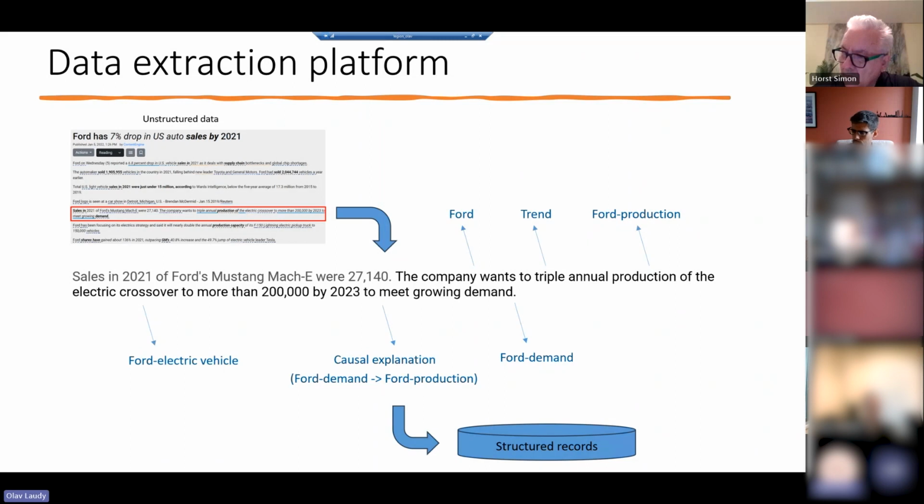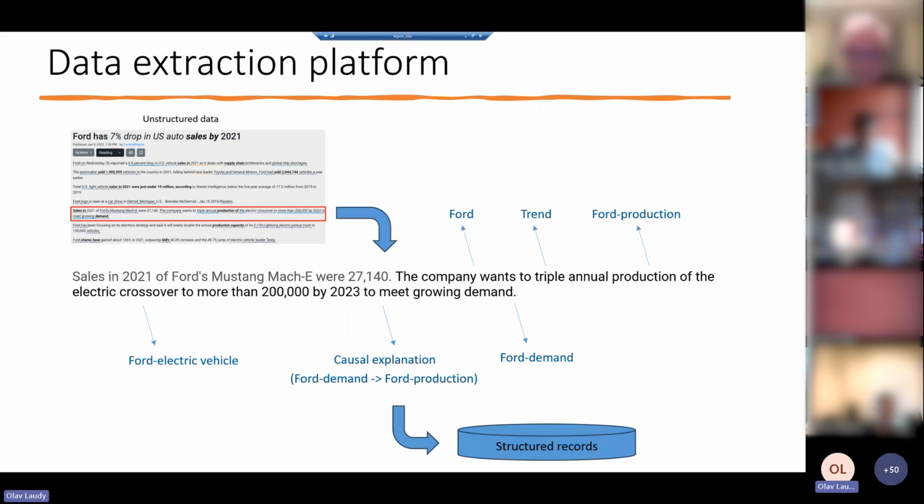On the left top, you see an example of such an article, and I highlighted a single sentence to show what content we extract. Of course, we extract all basic entities like companies and KPIs. Yet our object model also resolves that the KPI production is in fact Ford's production, and the demand is Ford's demand. More importantly, we extract causal relationships. In this sentence, you see a causal relationship expressed, namely, the company wants to increase production to meet growing demand.